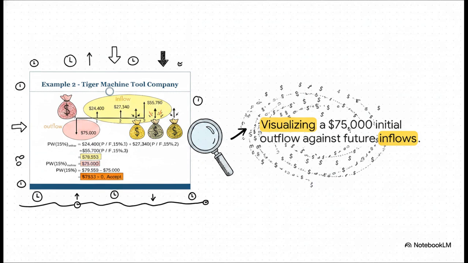This is a real-world cash flow diagram for the Tiger Machine Tool Company. See that horizontal line? That's our timeline. Now, at year 0, pointing downwards in that pink bubble, we see an initial cash outflow of $75,000. That's our upfront investment. Then, pointing upwards in the yellow bubbles, we see the projected inflows: $24,400 in year 1, $27,340 in year 2, and $55,760 in year 3. Laying it out visually like this means we instantly grasp the project's timeline. But to actually compare all that future income to our initial $75,000 investment, that's where we have to mathematically apply the time value of money.